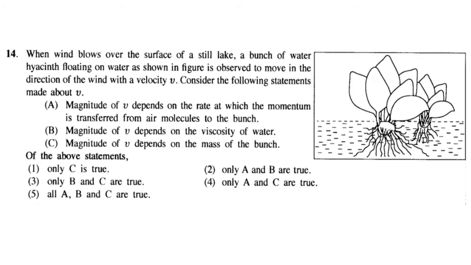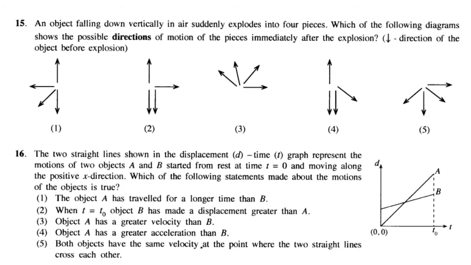C. Magnitude of v depends on the mass of the bunch. When the mass of an object is more, the force required to move a still object is more. So when the mass is more, force is more. So force is proportional to the rate of change of momentum. Then if force is more, v is more. So C is right. A, B, C all are right. Answer is 5.